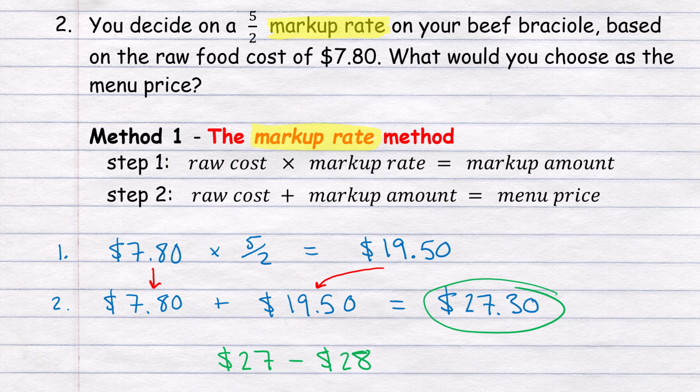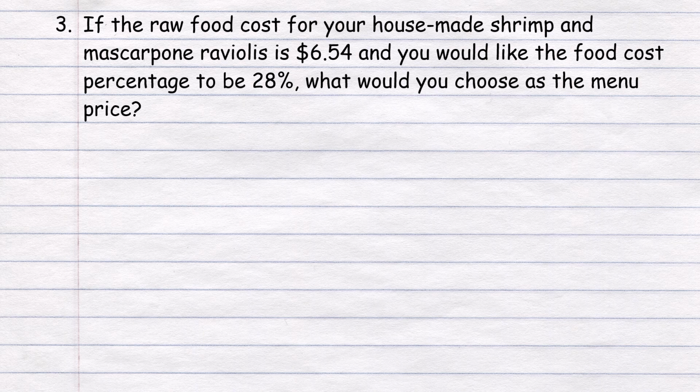All right, looking good. Next one. If the raw food cost for your house-made shrimp and mascarpone raviolis is $6.54 and you would like the food cost percentage to be 28%, what would you choose as the menu price?